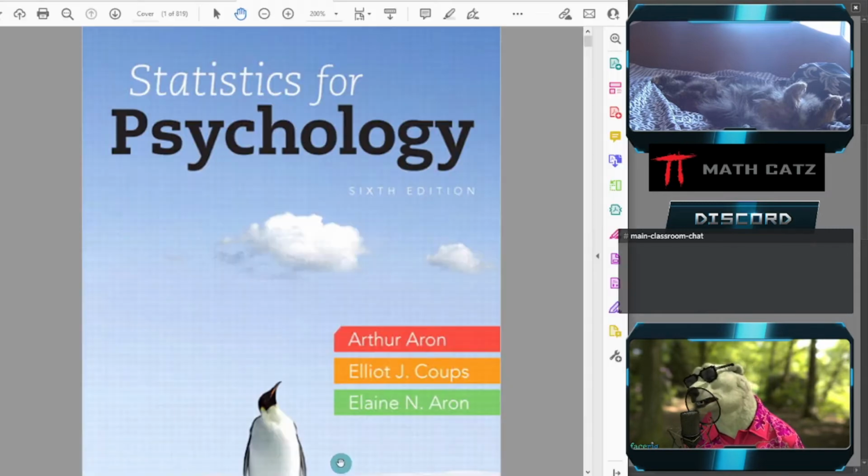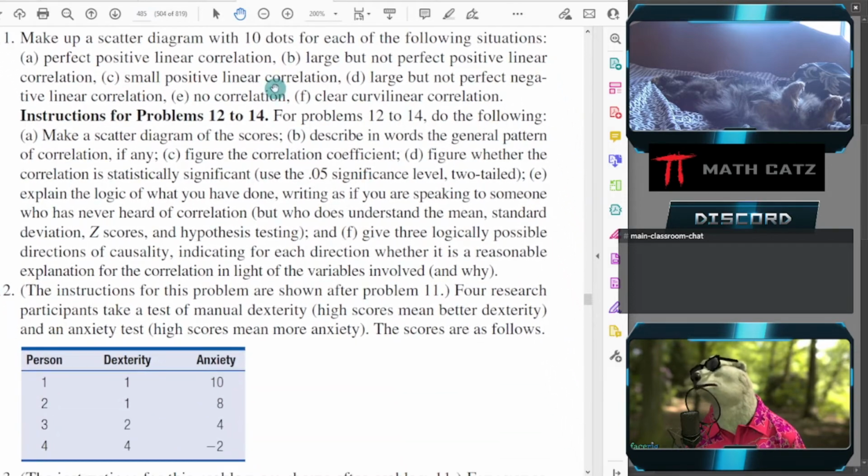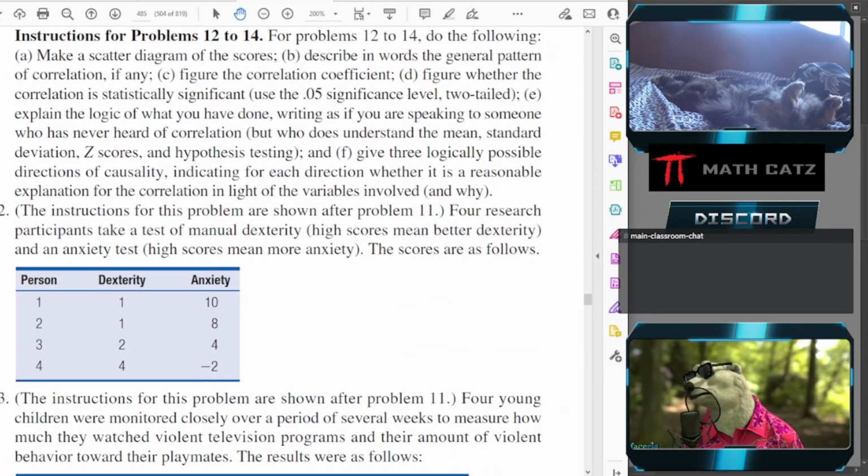As always, the book we're going to use for these problems is the very good Statistics for Psychology book. Best explanations as far as I'm concerned for these introduction topics. We're on page 485. Now the instructions, we're going to do number 12, but the instructions for the following three questions are up here above number 12. Now it's wordy, but let's just get an idea for what we're going to be doing roughly.